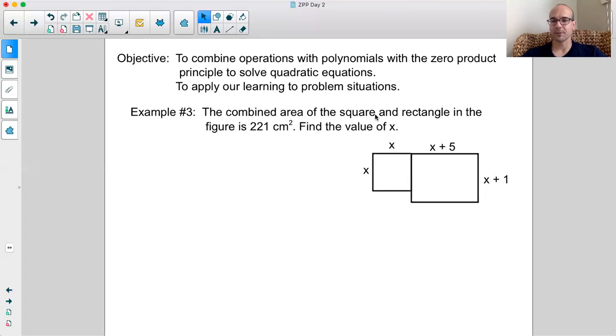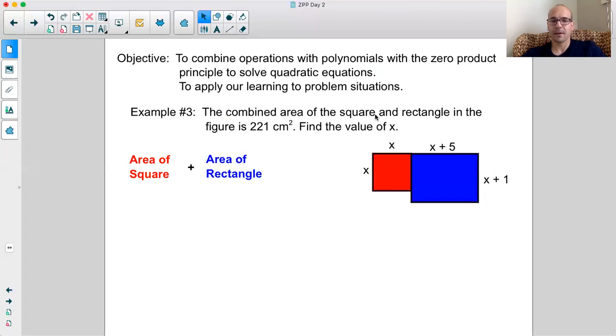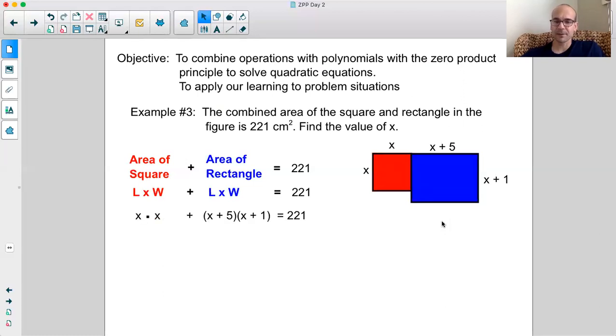So I do see a square and I do see a rectangle. When they say combined area, I'm thinking the area of the square plus the area of the rectangle must be 221. Okay, so there it is. Area of square and area of rectangle, that's going to equal 221. And because we have to come up with a value of x, it's really important that we don't leave it as length times width. It's a great place to start, length of the rectangle, width of the rectangle, same thing with the square, but we have to ultimately bring those expressions in. So my length and width of the square are both x.